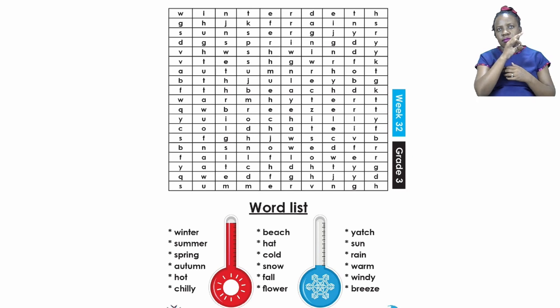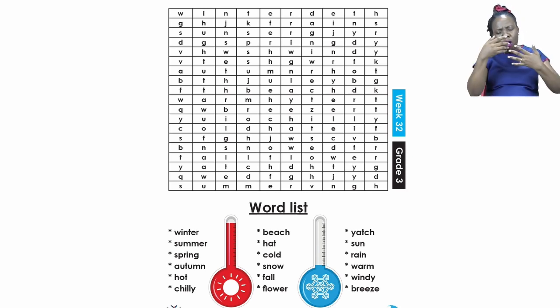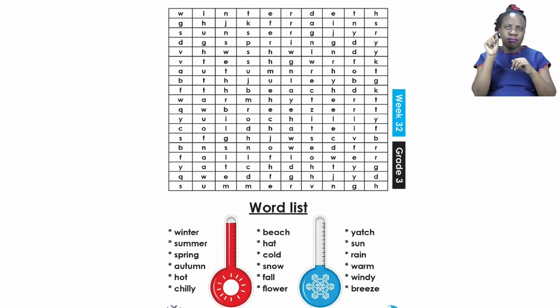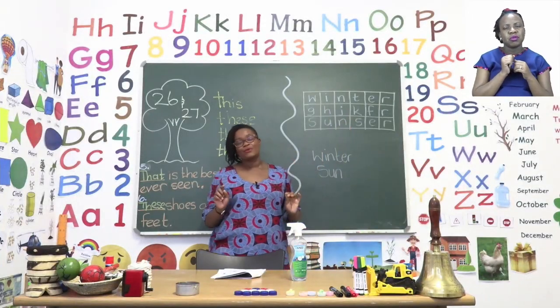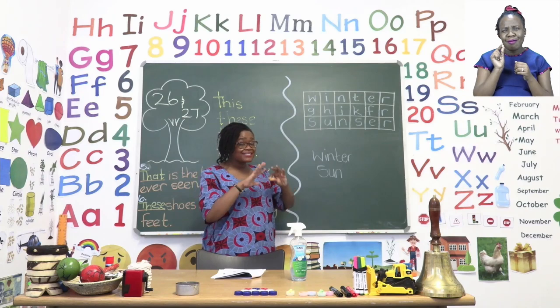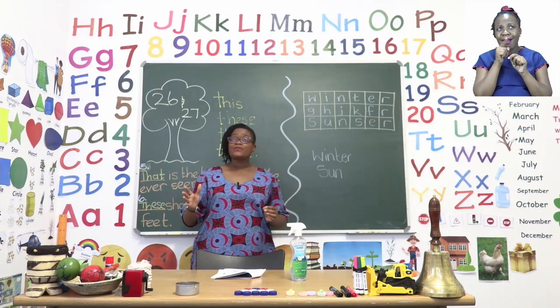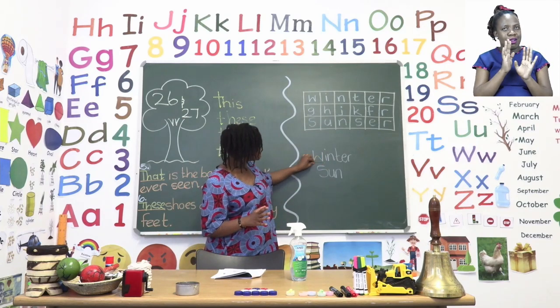hatch, sun, rain, warm, windy, and breeze. So these are the words that you're going to be looking for in your word search. I am going to help you with at least 2 of the words, so let's take a look at the board. Now, I have a small part of your word search on the board, so don't think this is the whole thing.